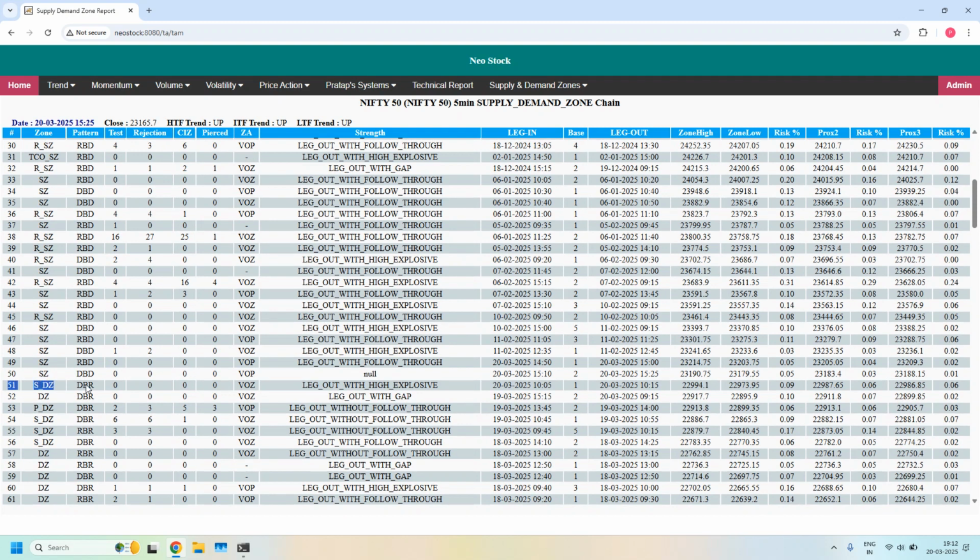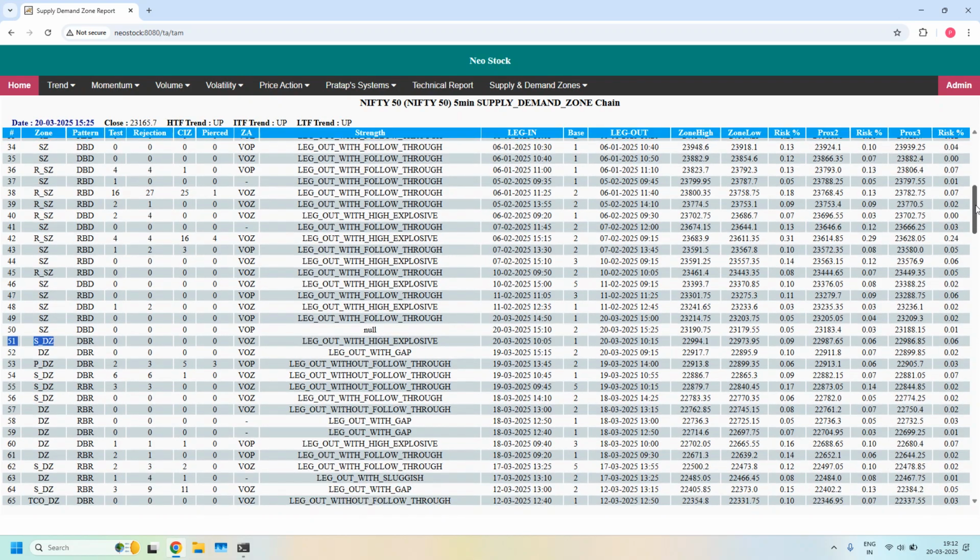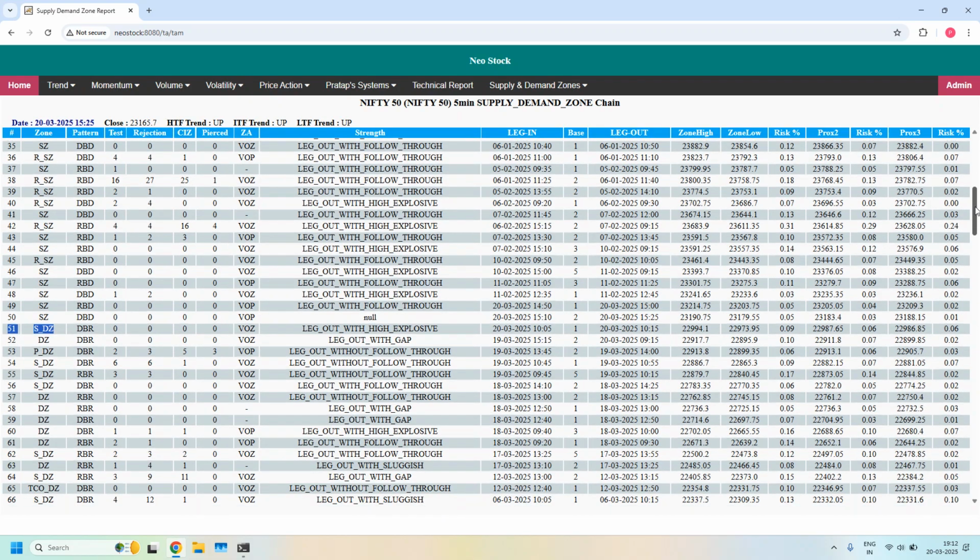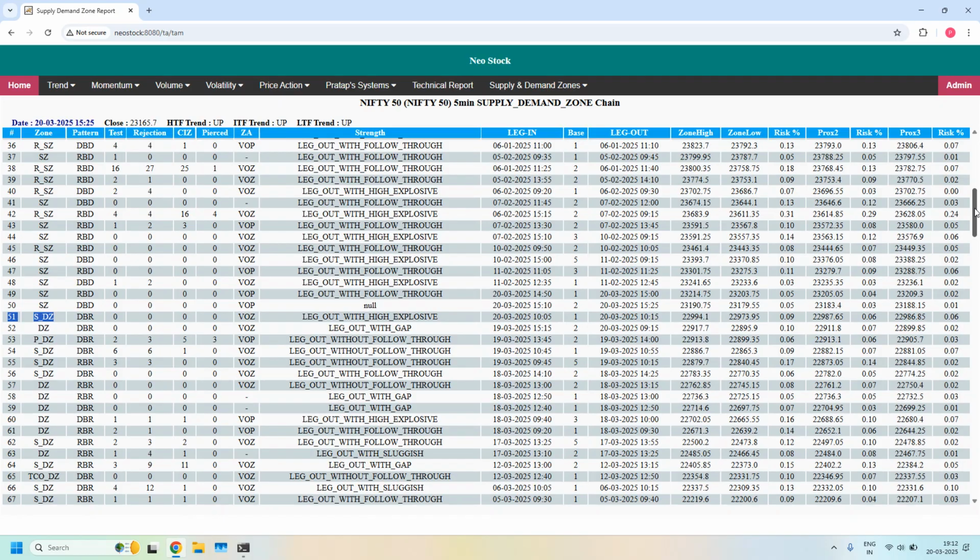Here you have the nearest demand zone. Let me adjust it in the center. Okay, this is the 5-minute supply demand zone chain for Nifty. This is about the Nifty supply demand zone chain. Next, we will generate the Bank Nifty supply demand zone chain.